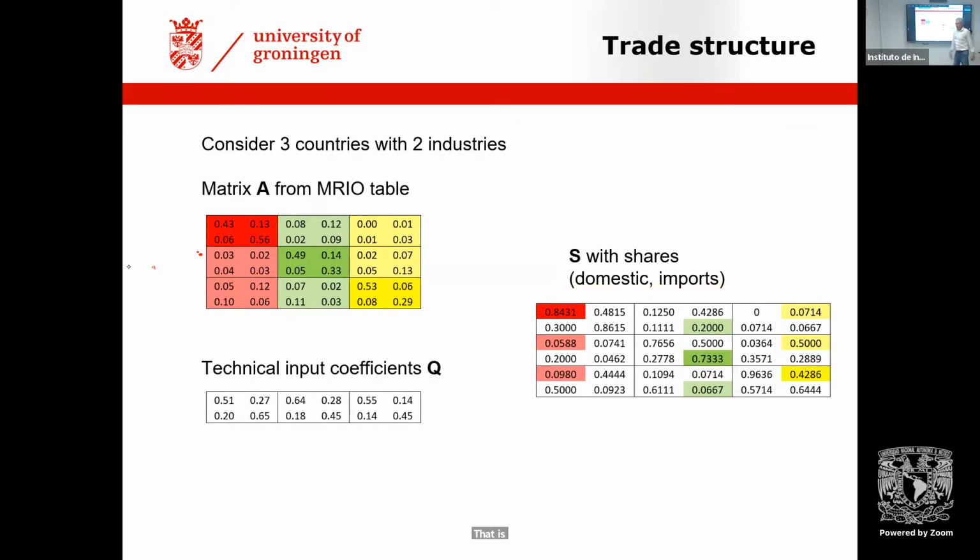And this is the technical input coefficient matrix, and this is the matrix that reflects the trade shares, where the diagonal blocks indicate trade with your own country. That will be the domestic deliveries.